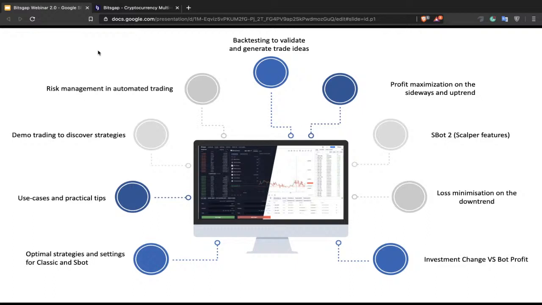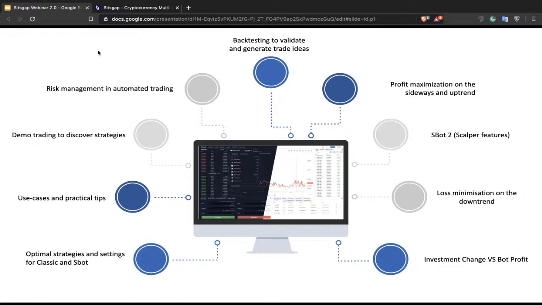Risk management, backtesting to validate and generate trade ideas, and profit maximization, mostly on the sideways and uptrend. So these are the market formations optimal to launch the bot to achieve maximized returns. And so I will show you real examples how automated trading allows you to literally outperform the market, outperform those who are simply holding their assets and doing nothing about their cryptocurrencies. So I will show you how with automation you can maximize your returns on the sideways and uptrend.